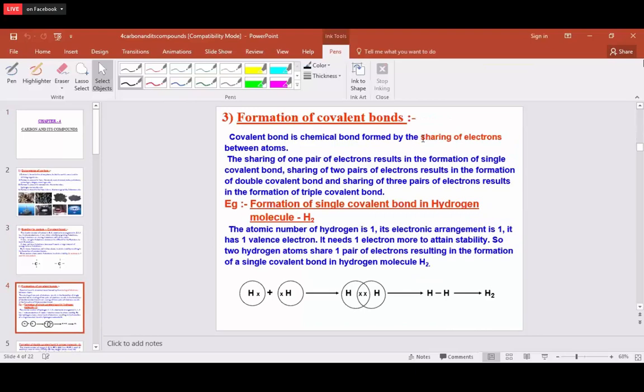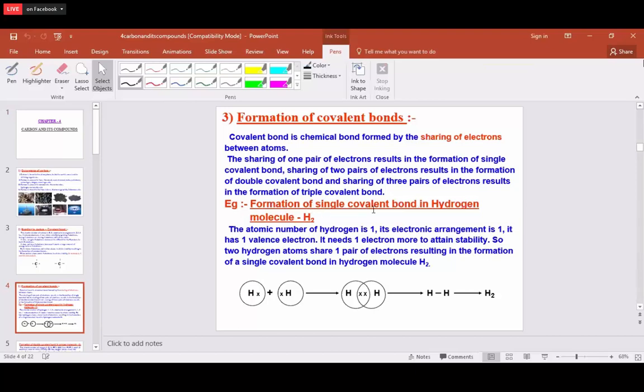The formation of covalent bonds. The covalent bond is nothing but the sharing of electrons between atoms, especially non-metals. If only one pair of electrons is shared, we call it a single bond. If it shares two pairs of electrons with one atom, it forms a double bond. If it shares three pairs of electrons with one atom, it forms a triple bond.